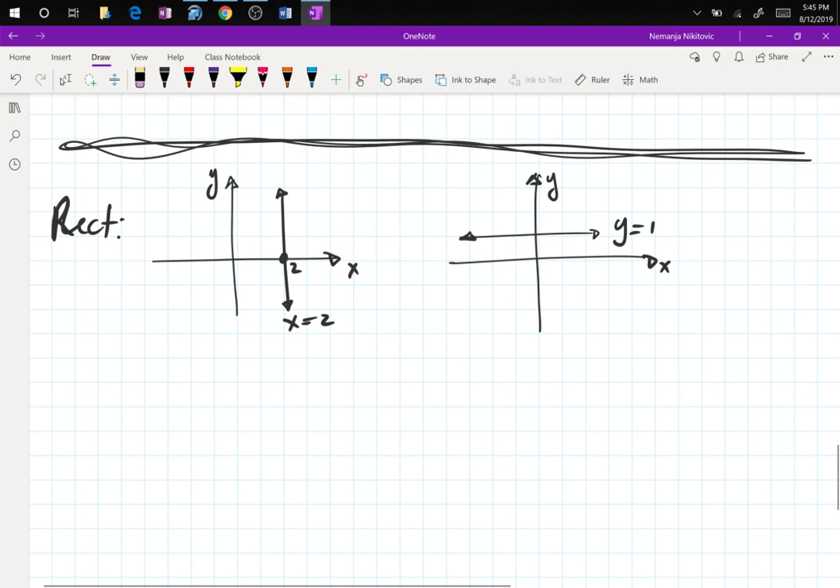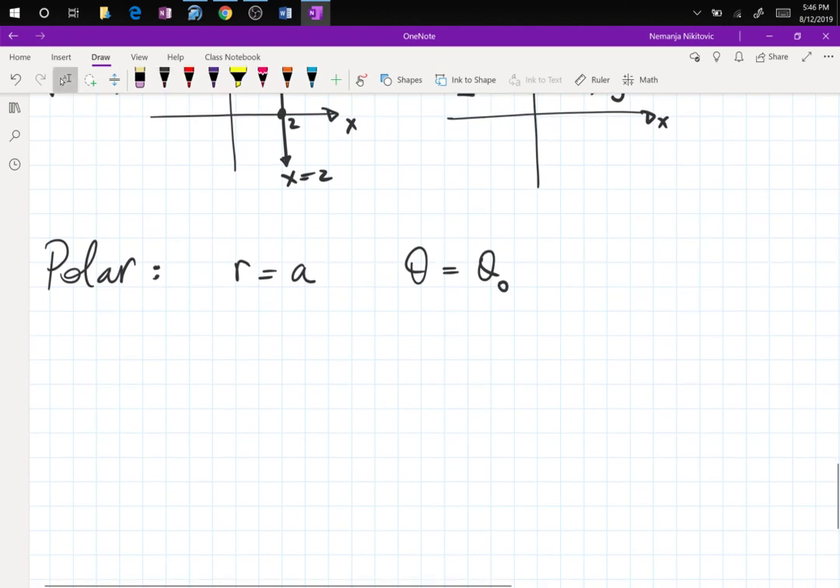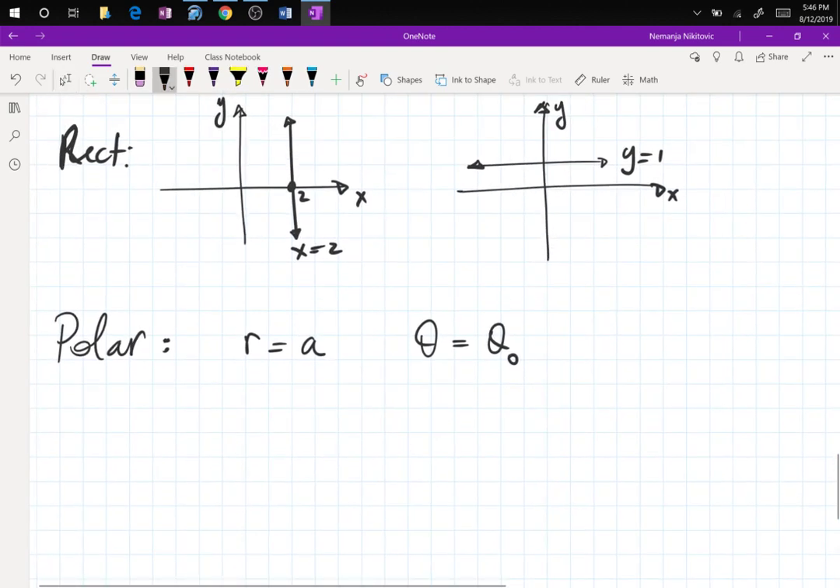Now in polar world, you can have r equal a number, or you can have theta equals some theta 0 or whatever, which is the angle. So now what is r equals a? Well, the same idea like before. You see x is pinned to be 2 and y takes on all of the values.